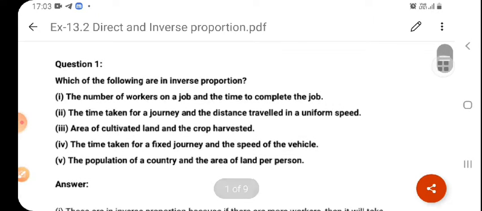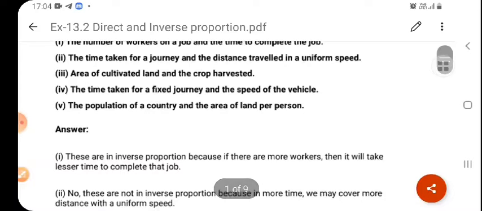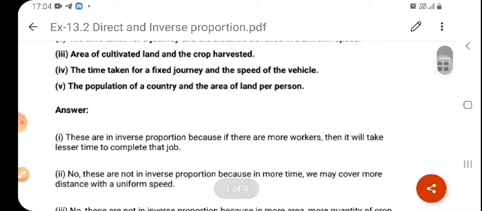The number of workers on a job and the time to complete the job. These are in inverse proportion because if there are more workers then it will take less time to complete the job. Now you can see here the inverse means the inverse relation. The more the number of workers, the less the time. So it shows inverse proportion.